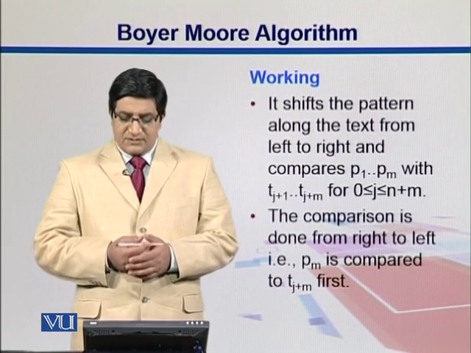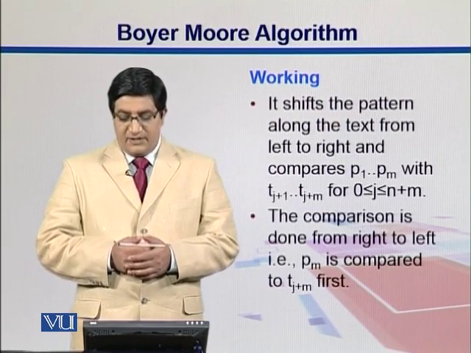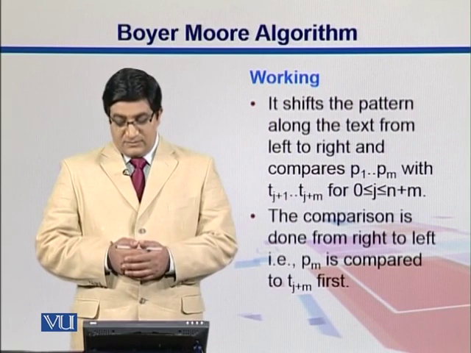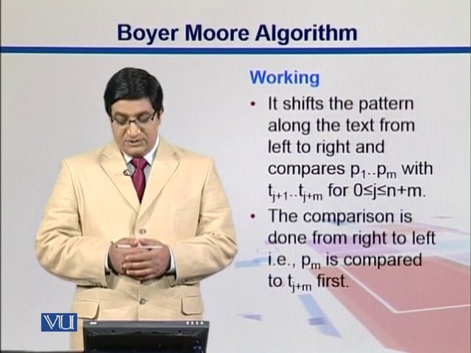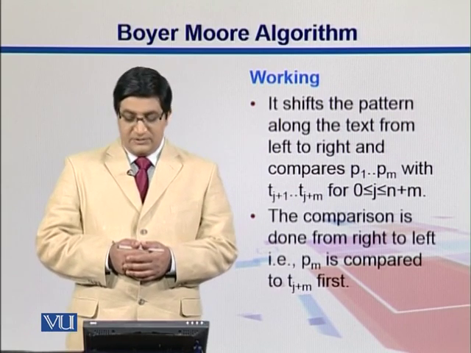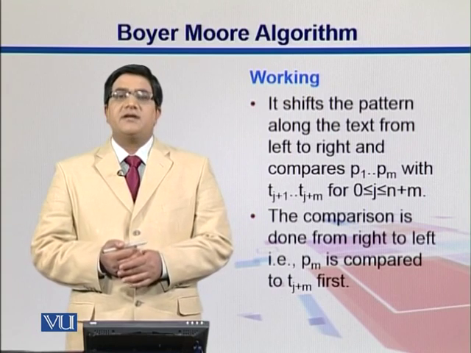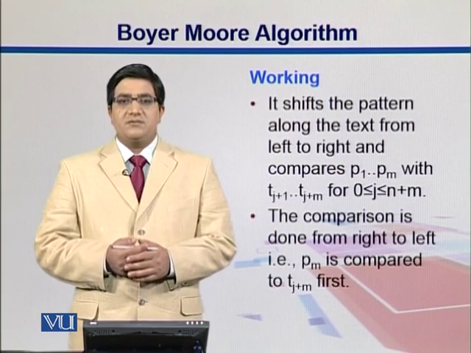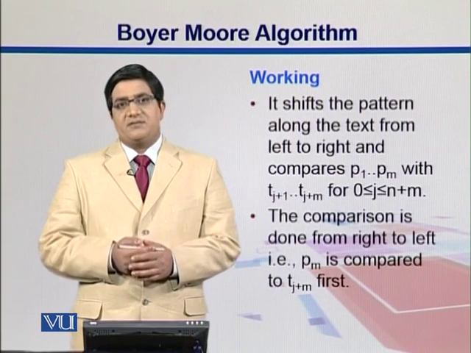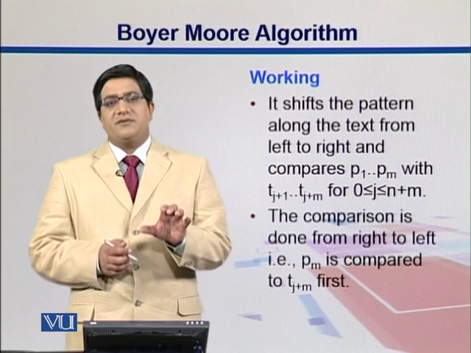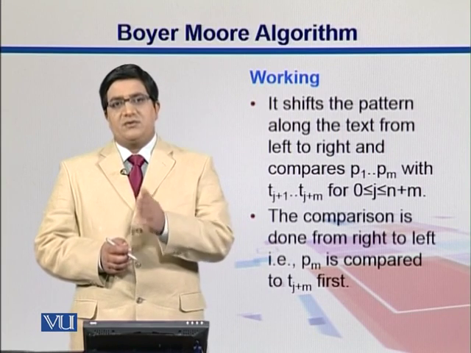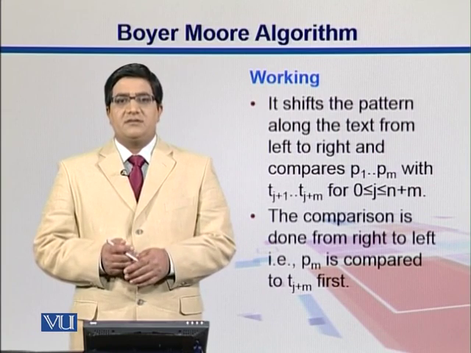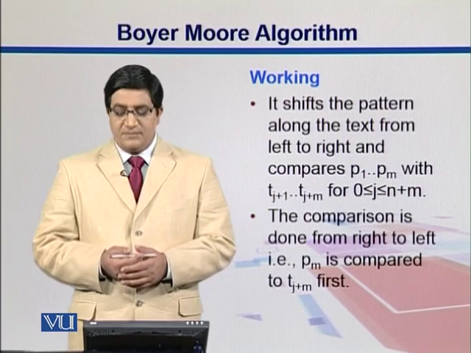It shifts the pattern along the text from left to right and compares P1 through PM, the nucleotides, with T(J+1) up to T(J+M). What does that mean? Since we start the loops with 0, that's why we add this J plus 1. J is the loop keeping track of the positions on your string S, where we are trying to find this pattern, which we label as P.